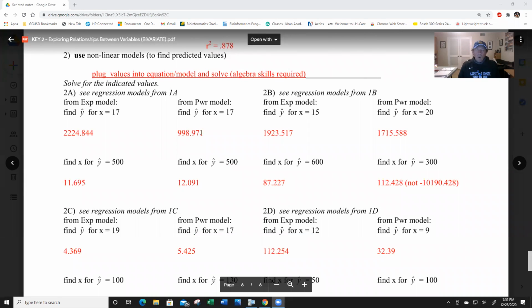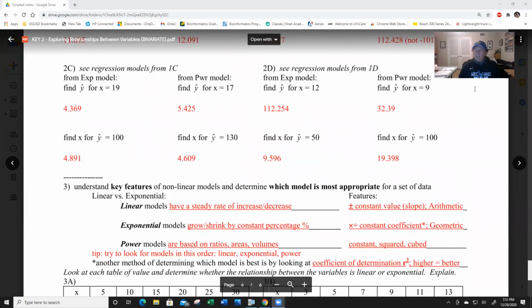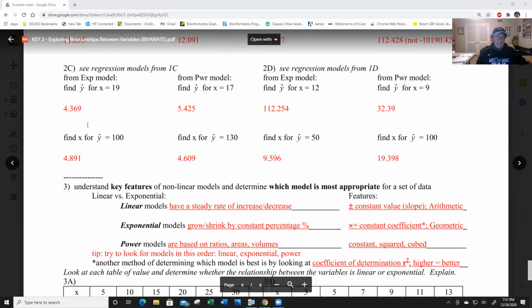Okay. So I'll leave that. I would stop it here so you can get the 2A for regression model 1A and 1B, the questions that we have here. Okay. And then here's for C and D. Again, I would pause the video and get C and D from these different models that we have above.